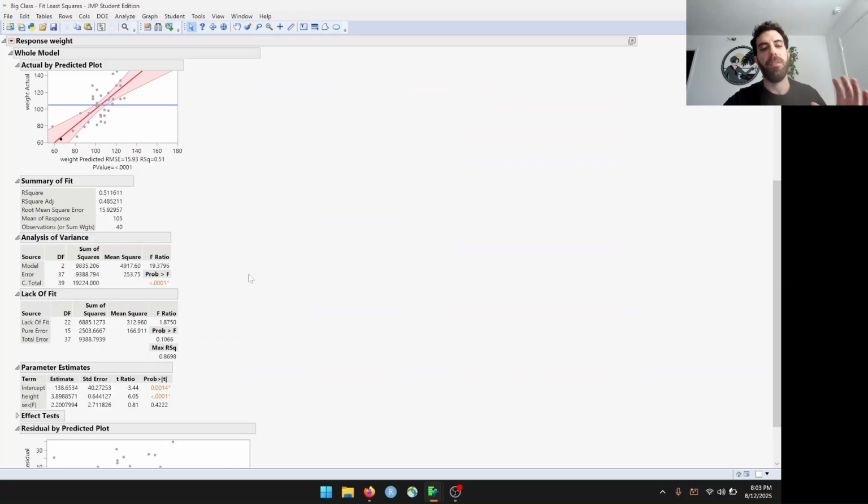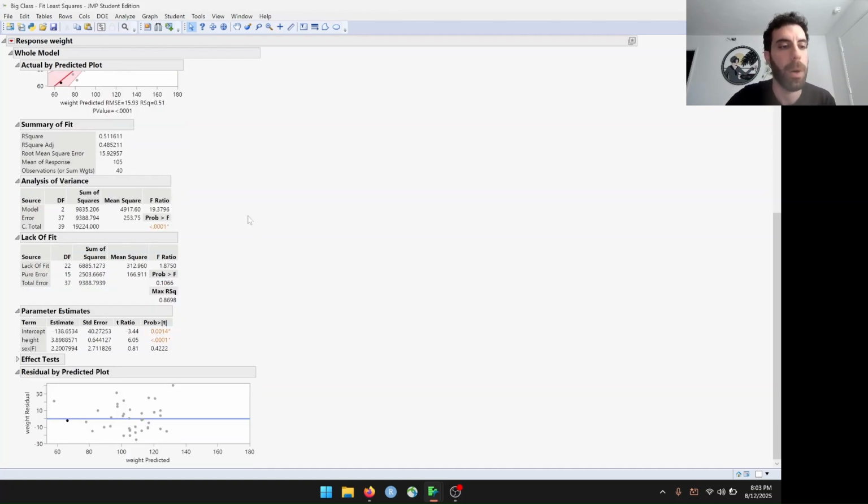Now I want to talk about the individual variables. When I posed this question to you earlier, you probably assumed that height would be important. So let's talk about how we identify which variables are important. And we'll go right here to our parameter estimates. And the interpretations of these are different because you're regressing multiple variables at a time.